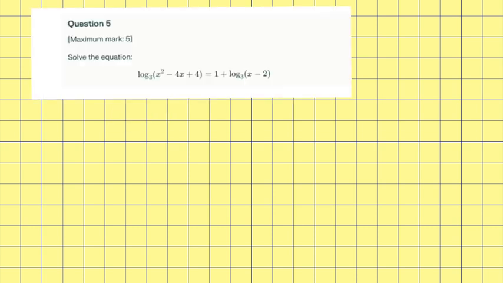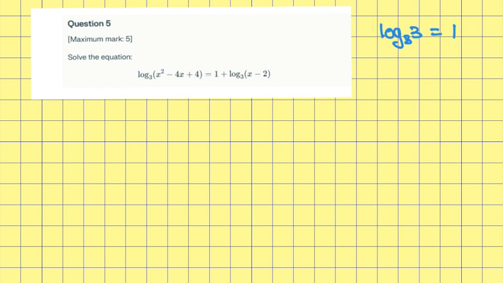Question 5. Solve the equation log to the base 3 of (x² − 4x + 4) is equal to 1 plus log₃(x − 2). Right, we have a constant term in there. We need to get everything into log base 3. Well, we know that log base 3 of 3 is equal to 1.